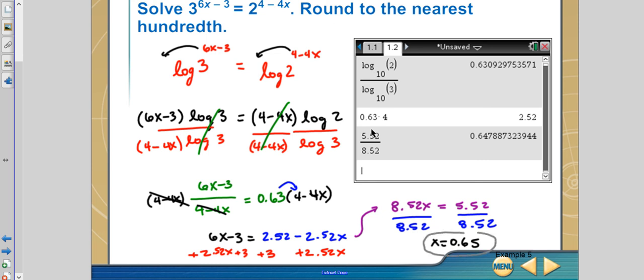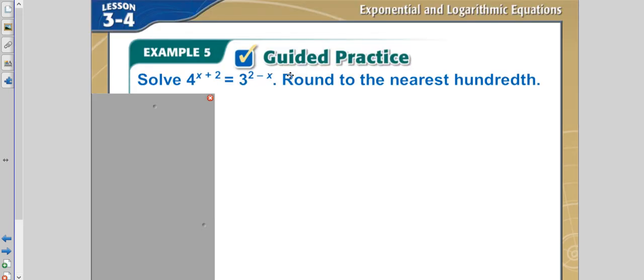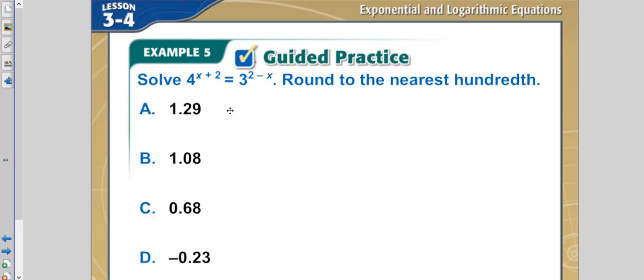So now we got one for you to try. And again, you can use whatever technique you like. You can do it the way I did, doing the algebra, or you can go through and use a calculator to solve this.